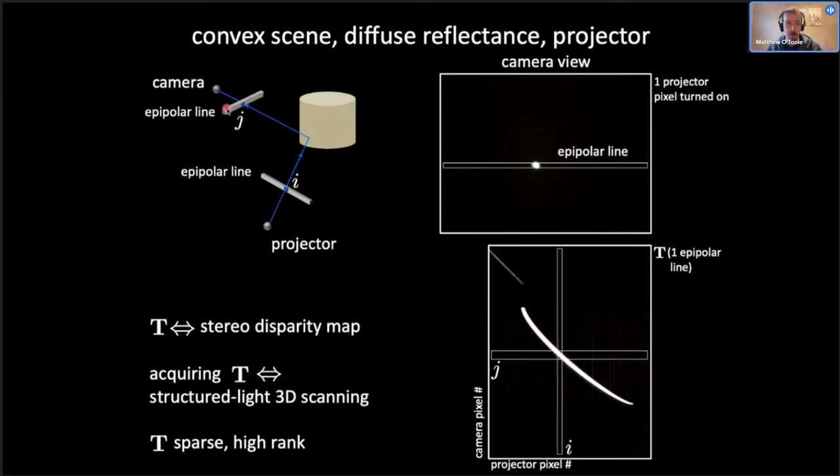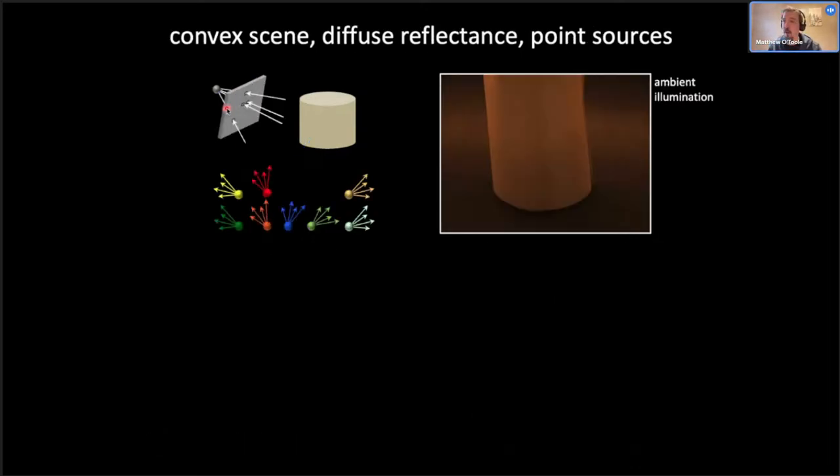So this is a particular camera projector configuration, camera lighting configuration. We can change it, and it's going to affect what the structure of our transport matrix is. So for example, instead of a projector, what if I went back to these light bulbs? What if I had just a bunch of point light sources that are placed at different locations within the scene?